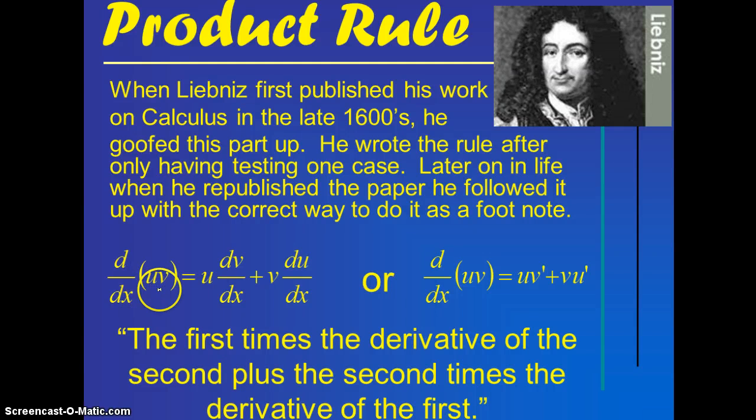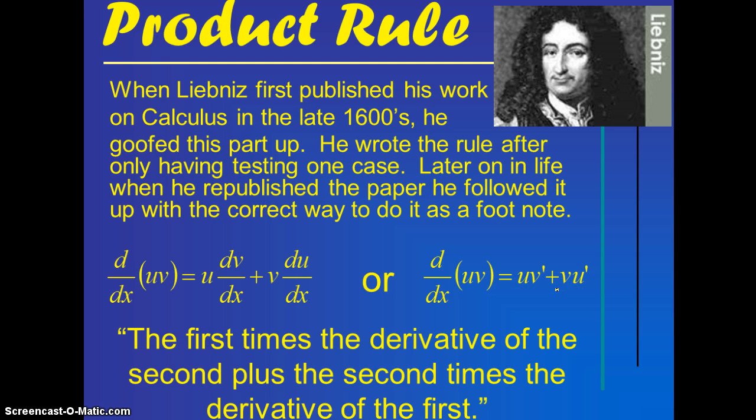The product rule says if you have two things u and v that are being multiplied, and you take the derivative, it's u untouched times the derivative of v, plus v untouched times the derivative of u. This is the more formal way to write it, but I kind of like the primes better. I just find it a little bit easier to multiply.